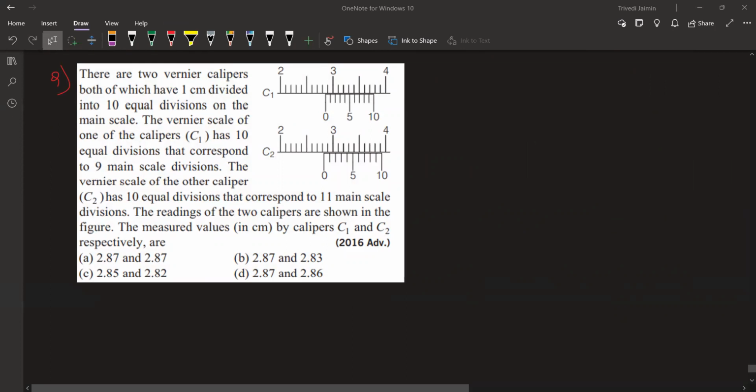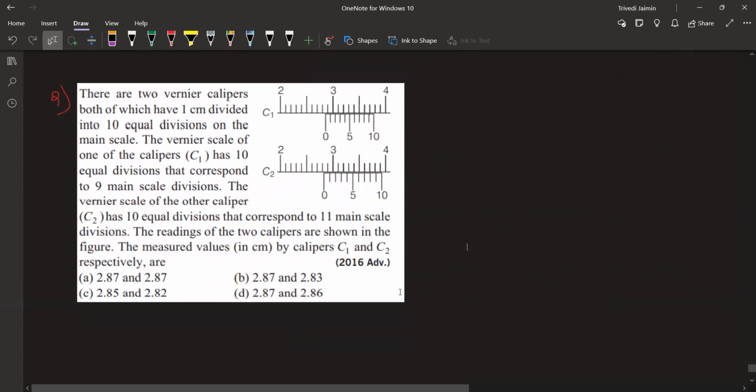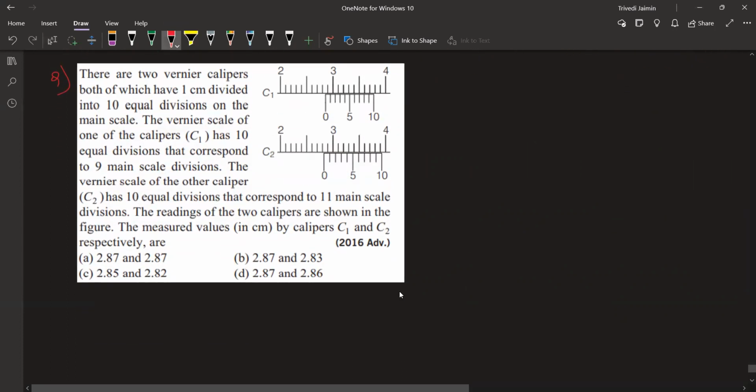Sir, I have a doubt. I didn't understand what is the meaning of excess reading. Excess reading in the sense, see, you see this 0, 1, 0, 5, 10? Instead of this is 1, and this is 2, this is 3, for a case, it's starting from here, 0, 1, 2, 3.